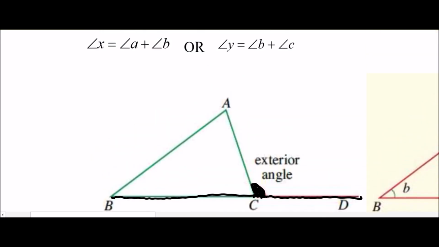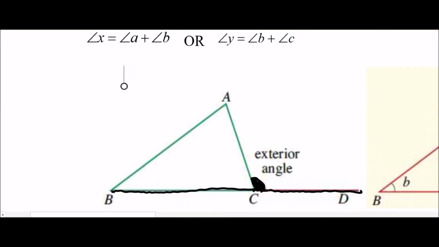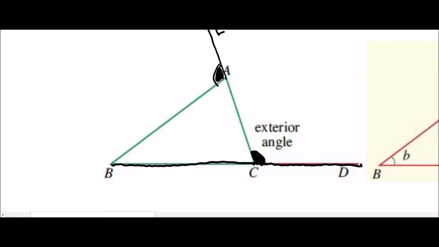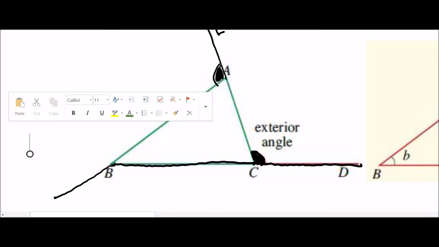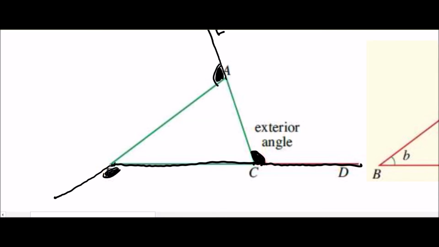So are we able to mark down more exterior angles? Yes, we can. We simply need to extend the other two sides. Let's say I extend AC over here. Let's call this point E. We have another exterior angle here. Is there any more that we can find? Yeah, why not? Let's extend AB. And then this angle here is also another exterior angle.